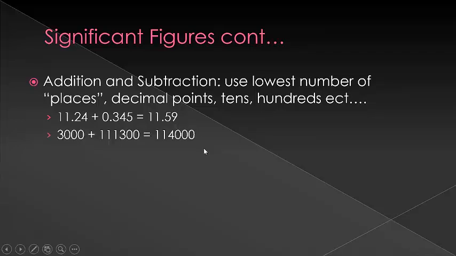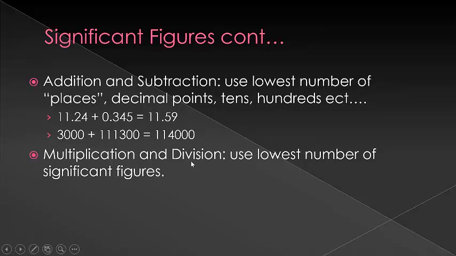The same sort of situation happens when we have no decimal points and we just have numbers. So here we have 111,300, where our lowest number of places is at our hundredth spot. And here we only really have one sig fig, but it's in the thousandths place. So since this is in the thousandths place and this is in the hundredths place, we're going to round to the thousandths place.